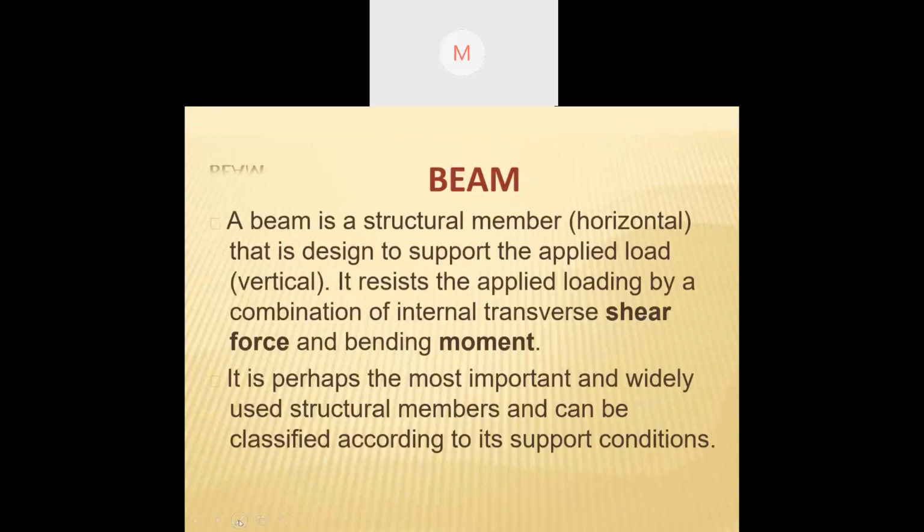So a beam, in the last class we discussed, right? A beam is a structural member that is designed to support the applied load, and it resists the applied loading by a combination of internal transverse shear force and bending moment. Basically, what is a beam? It is that structural member which is capable of resisting the applied loading. Now, a beam is actually the most important structure that is used widely for support. And it is almost used in all structures. A beam is very much essential in all structures, if you construct any kind of structures.